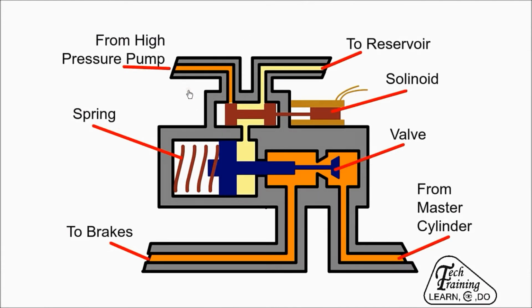The modulator valve is normally in the open position and has no effect on the braking system. At the top left is a connection to a high pressure pump, and top right is a connection back to the reservoir. Bottom right is the input from the master cylinder and bottom left is the outlet to the wheel.